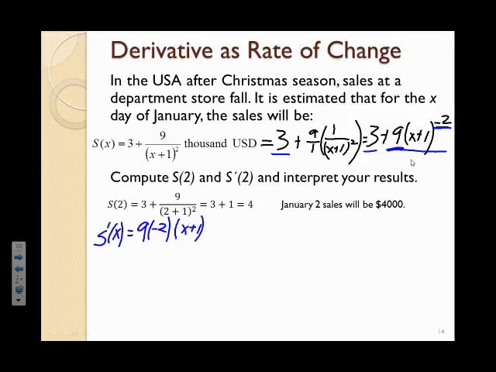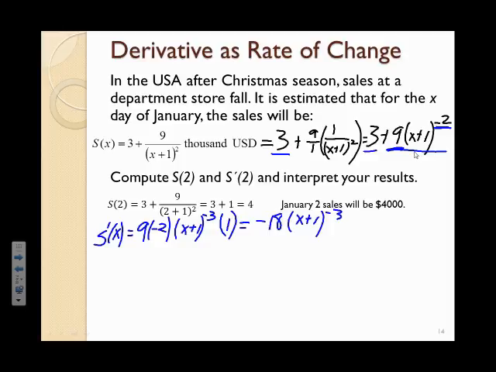And the power then is going to be 1 less than this. Minus 2 minus 1 is minus 3. Now we're not done, because we have done everything outside of this, but we haven't actually taken the derivative of what's inside of the parenthesis. So in this case it's easy, because the derivative of x is 1, and the derivative of 1 is 0. So it's just simply times 1. So we could say that this is going to be minus 18 times x plus 1 to the minus 3.